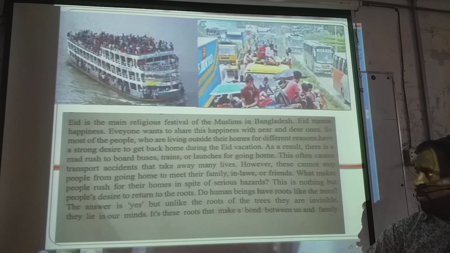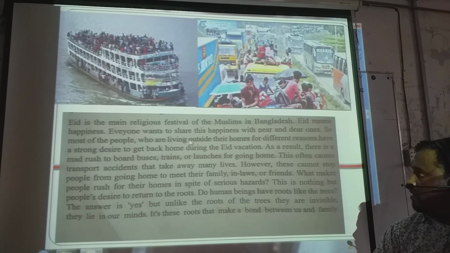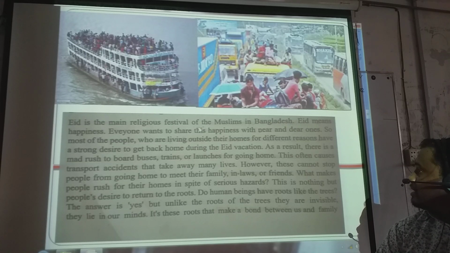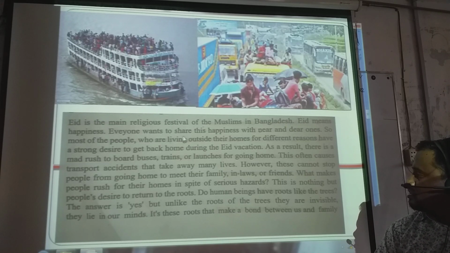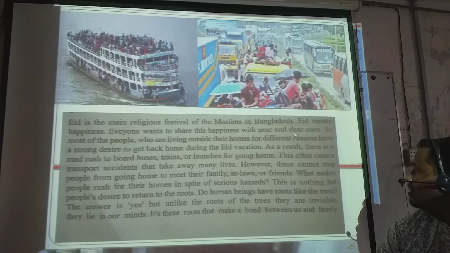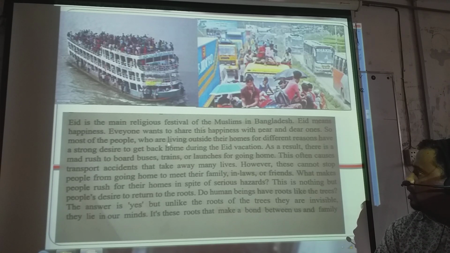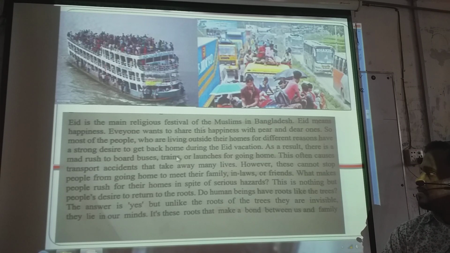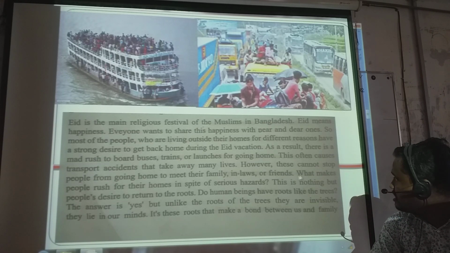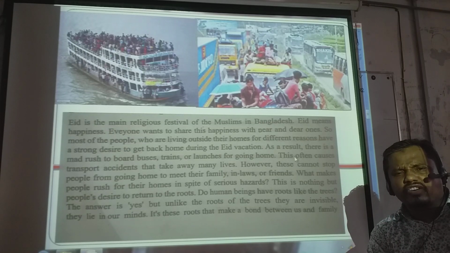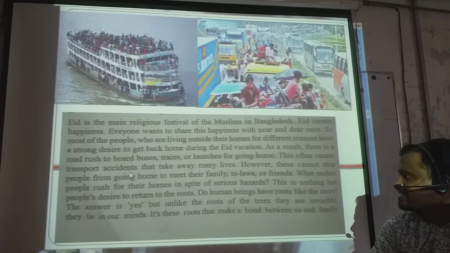Okay? Look at the main text part. Eid is the main religious festival of Muslims in Bangladesh. Eid means happiness. Everyone wants to share this happiness with near and dear ones. So, most of the people who are living outside their homes for different reasons have a strong desire to get back home during the Eid vacation. As a result, there is a mad rush to board buses, trains, or launches for going home. These often, you can pronounce it often also, cause transport accidents.